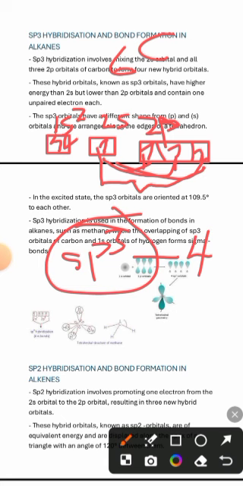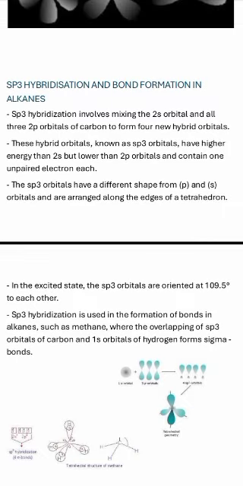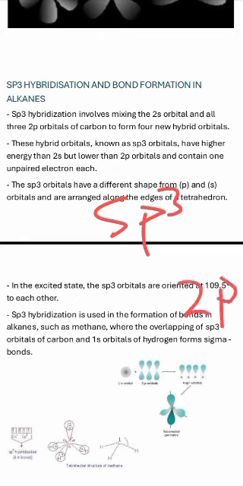It's a hybrid. Also we see that these 4 sp3 orbitals formed have lower energy than the 2p orbital, and higher energy than the 2s orbital. So they are in between the 2s and the 2p orbital. They have higher energy than the 2s and lower energy than the 2p orbital.